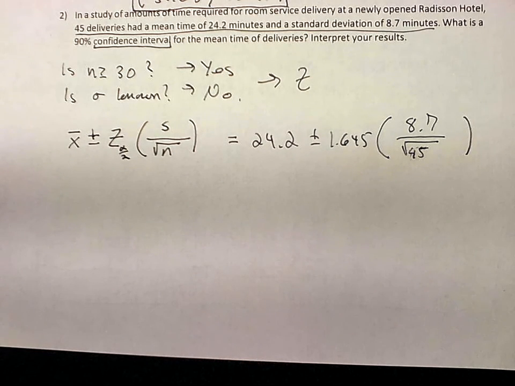The reason why I keep going through that process, and I know it's just a quick, simple math process, is that it becomes extremely important in Chapter 8, the next chapter that we do. That's why I'm always asking you guys, what's the confidence level, then what's alpha, and what's alpha divided by 2. I know you guys can do that stuff in your head.